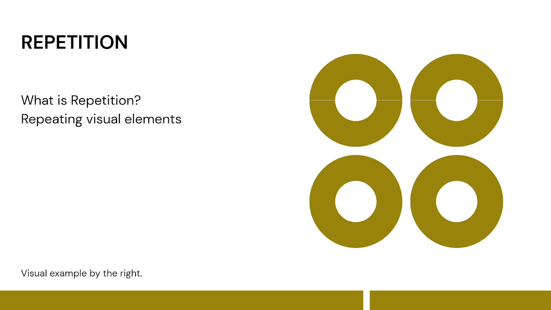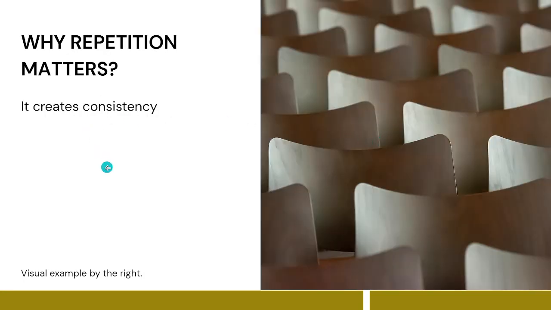Repetition is when you repeat visual elements in a piece of design. Like we can see here on the right, this is the first circle, but it is being repeated three times. One, two, three. This is an example of repetition. Now, why does repetition matter in design?